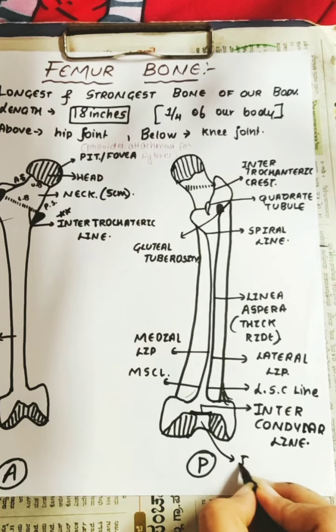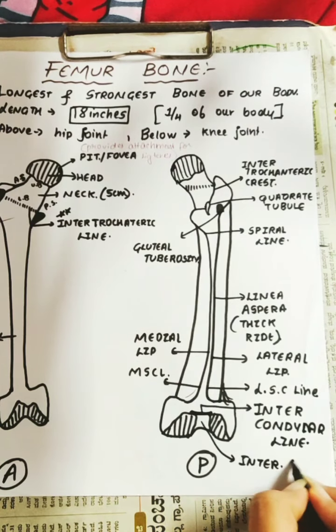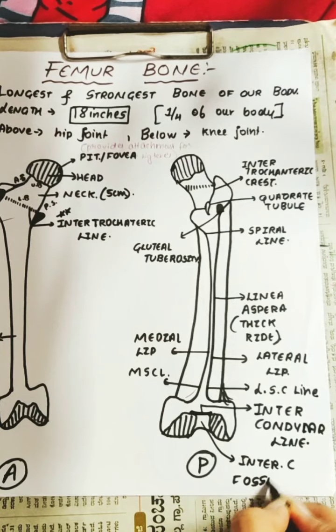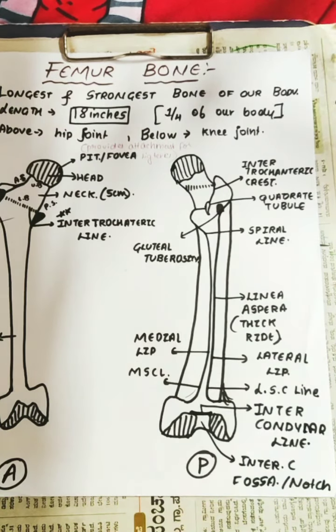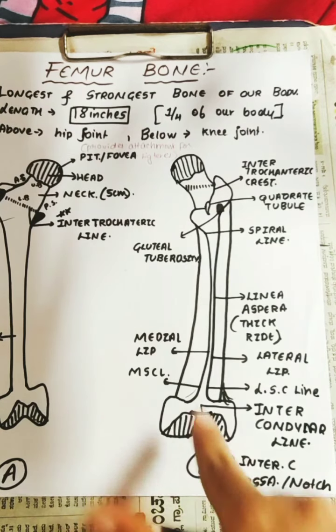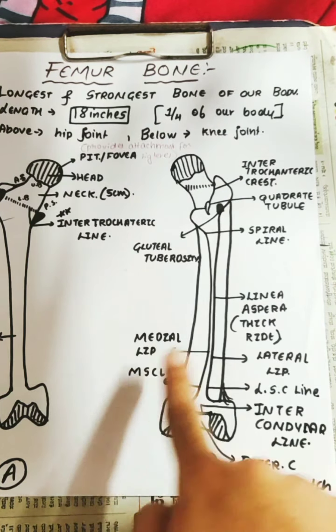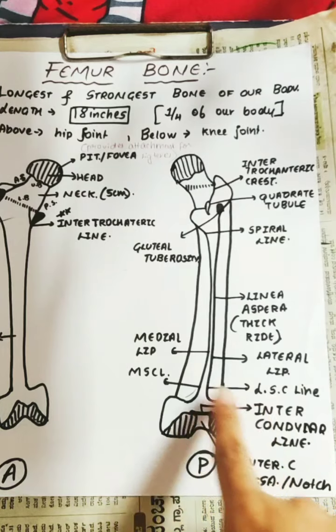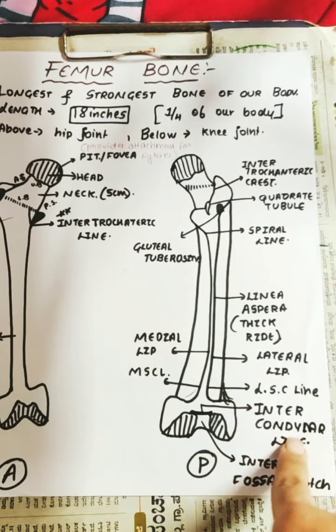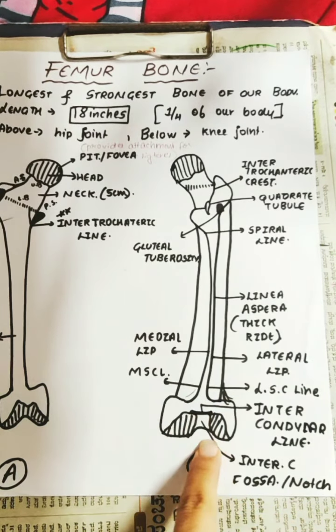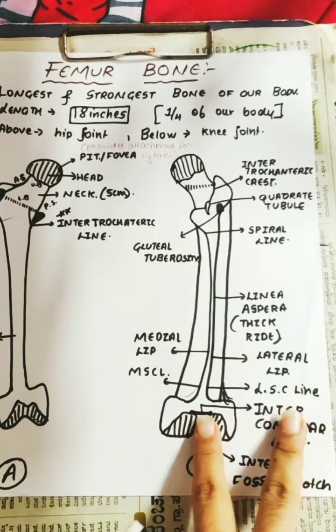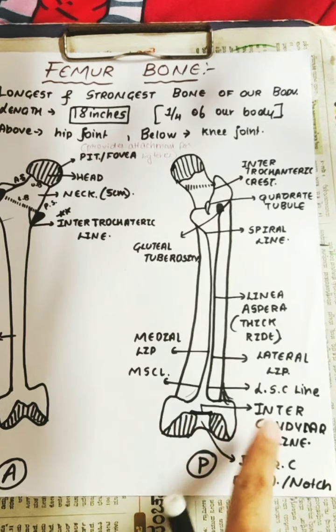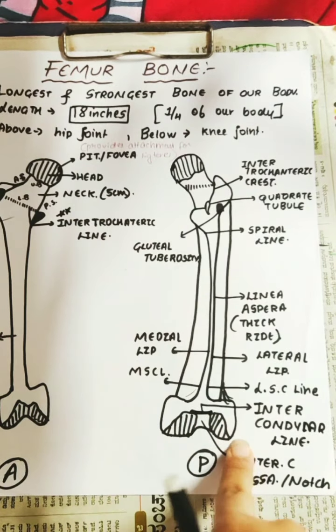There is the presence of the intercondylar fossa or intercondylar notch. Medial supracondylar line, lateral supracondylar line. Below that you can see the intercondylar line, and below it you can see the intercondylar fossa. After that you can see the two condyles. On either side of the intercondylar fossa there is the medial condyle as well as the lateral condyle.